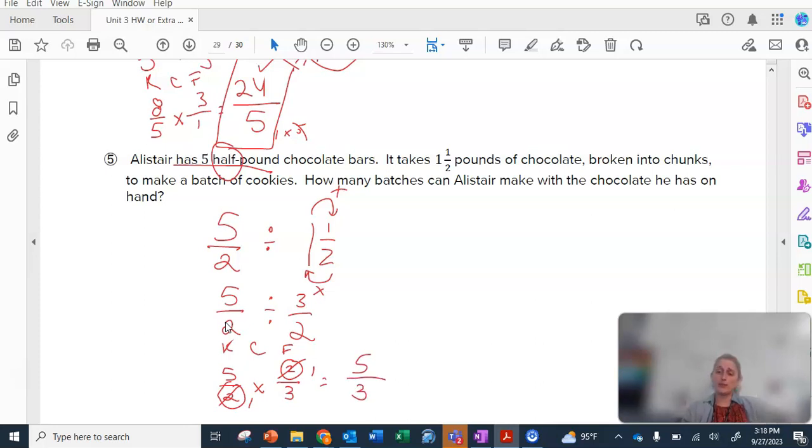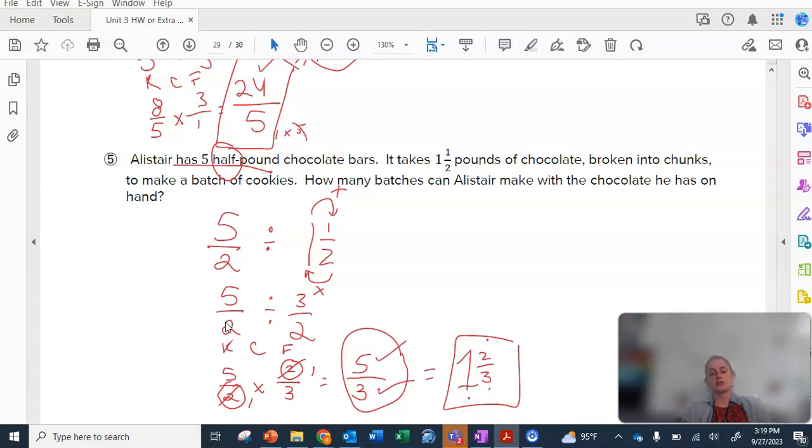5 and 3 are both prime numbers. The only factors they have are 1 times 5 and 1 times 3. So that's actually already simplified. If you wanted to make it into a mixed number, that's fine too. You'd get 1 and 2/3. Don't believe me? Double check your work. 3 times 1 is 3, plus 2 more is 5. And you'd keep the thirds.